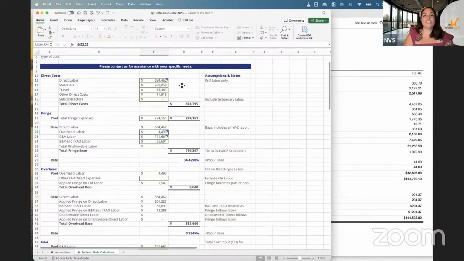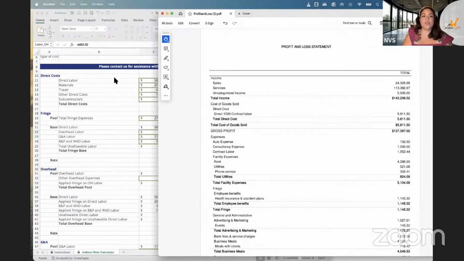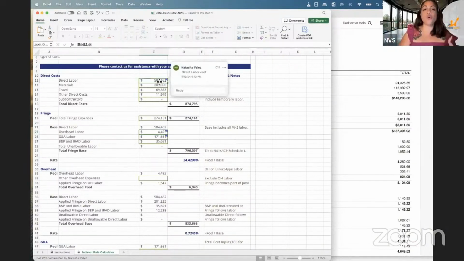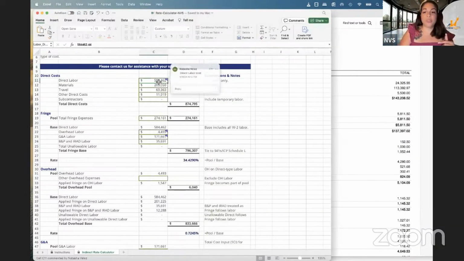You can literally just take what's here. So for instance, direct costs, fringe costs, your overhead costs. It asks you right here, what is your total direct labor costs? Well, I know that my direct labor cost was $5,811.50 on this particular P&L. So then I could put that in here.